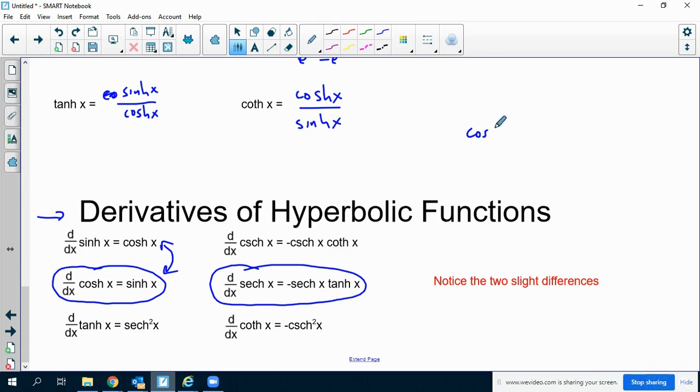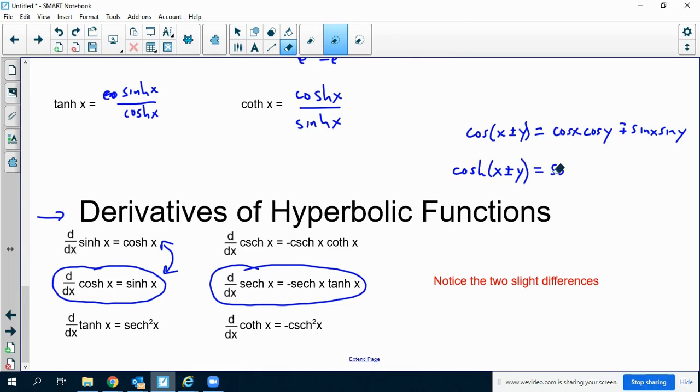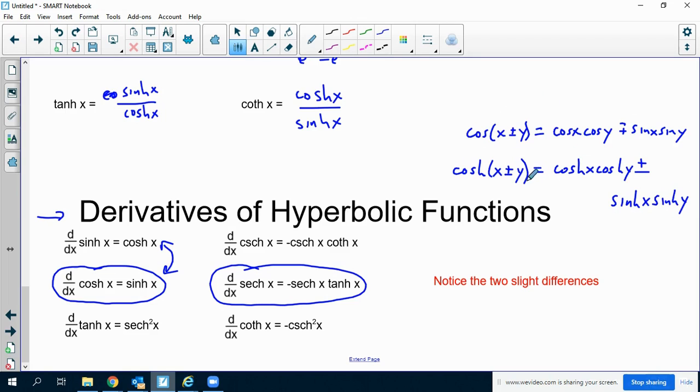So, for example, we know that cosine of x plus or minus y is cosine x, cosine y, and then we switch the sign. So that's something that's true about cosine. When I teach that in Algebra 2, I say the cosine coalition changes the sign. But if I'm dealing with hyperbolic cosine, it actually does something very similar. So I have hyperbolic cosine x, hyperbolic cosine y, I keep the sign the same, hyperbolic sine of x, hyperbolic sine of y.